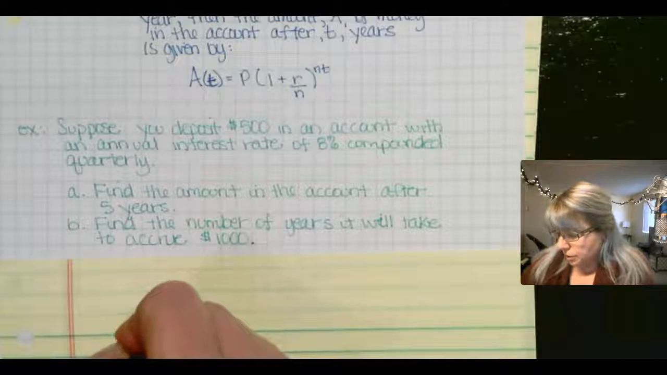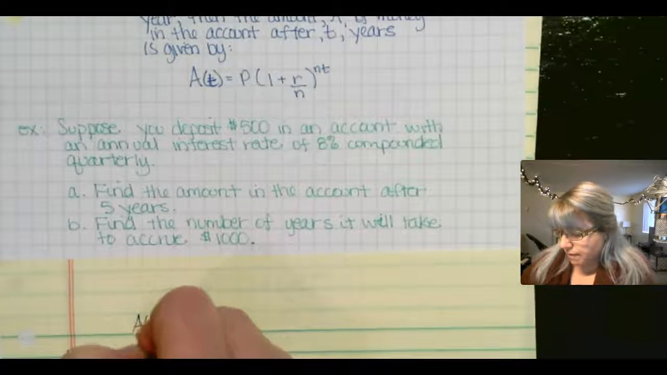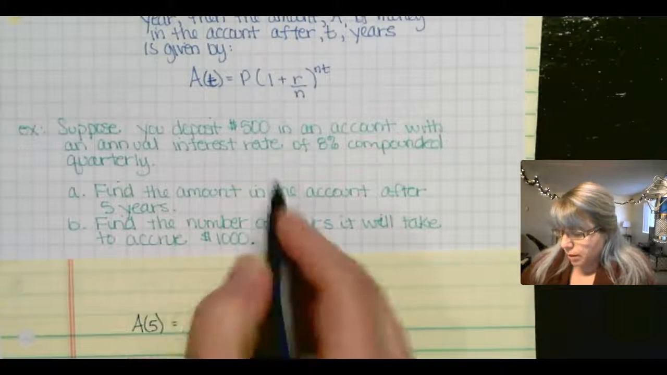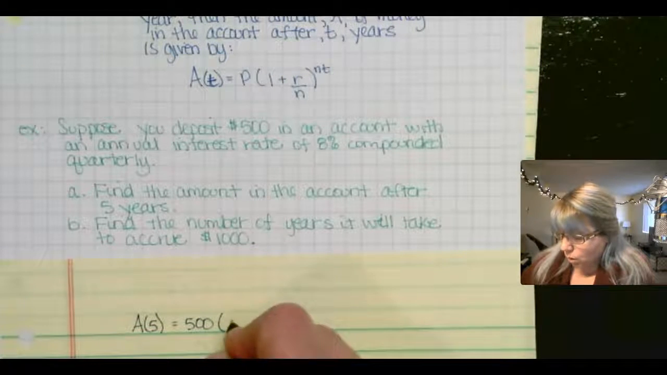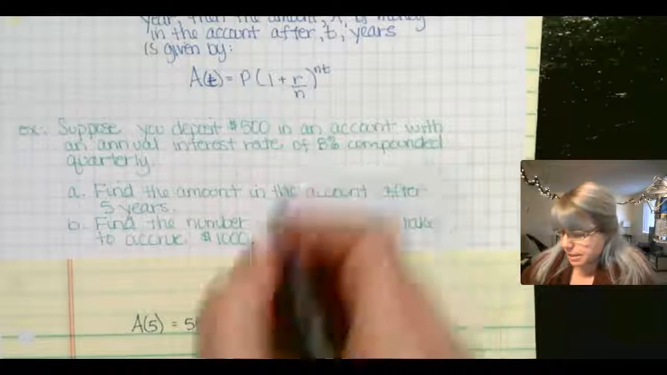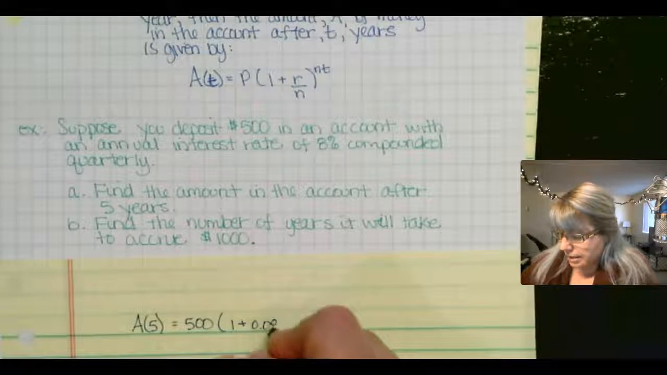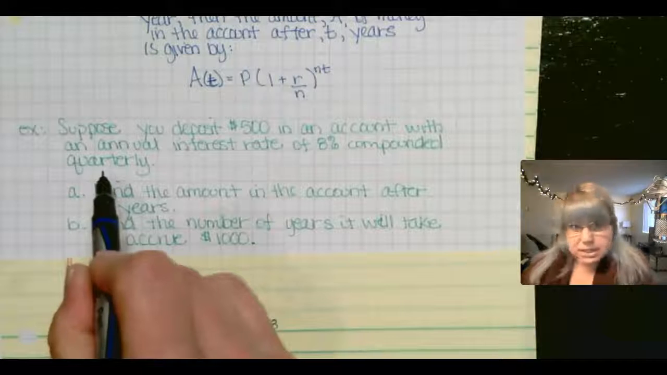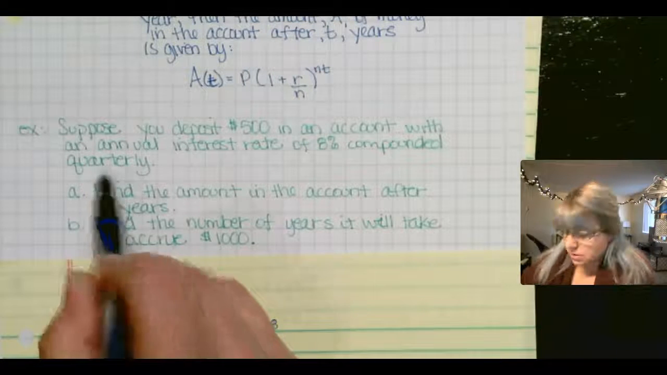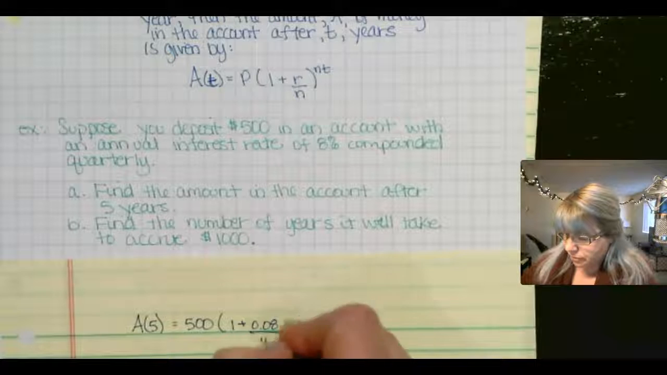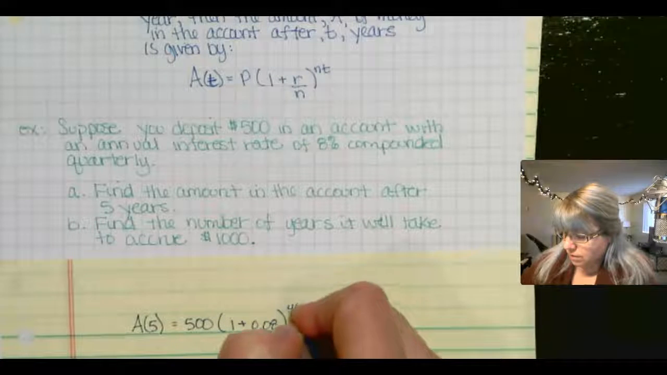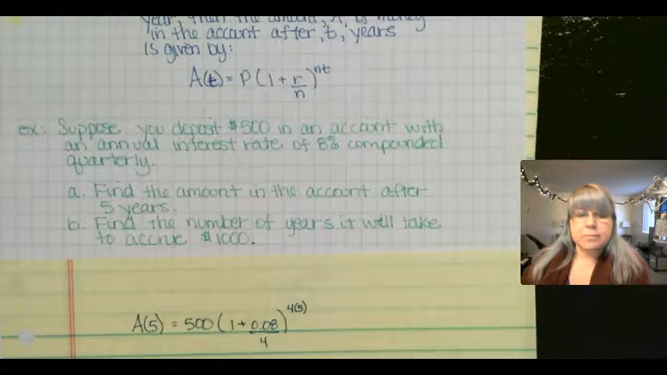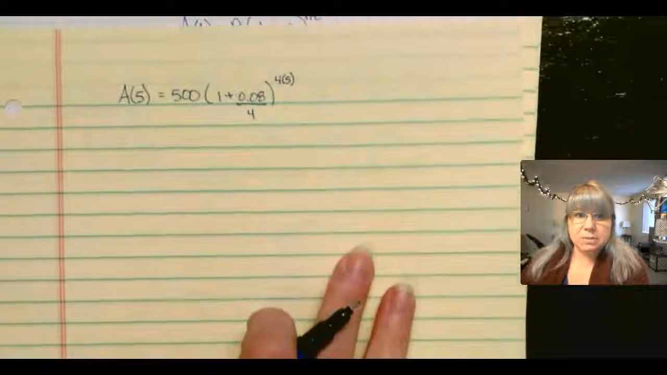The first one is going to be A(5) because we have 5 years. We put away $500, so our principal is $500. 1 plus our interest rate is 8%, 0.08. The number of times it's compounded is quarterly, so that means 4 times a year. N is 4. All to the 4 times t, and t is 5. Okay. So now that we have all that information, let me switch it up and start working on this problem.